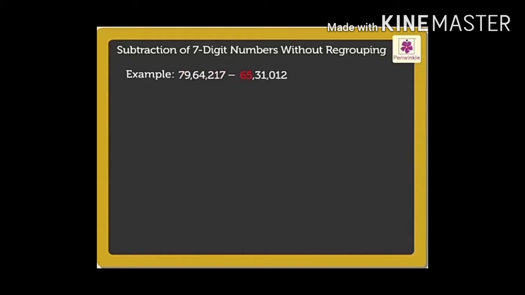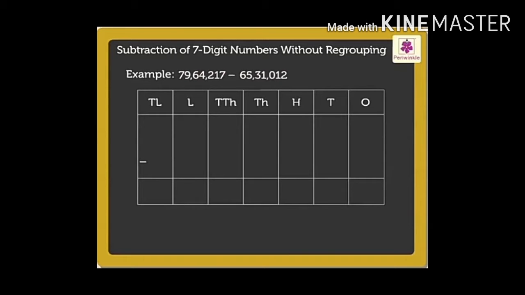79,64,217 minus 65,31,012. We have to write these numbers in the place value chart. Always we have to start from the ones, tens, hundreds, thousands, 10,000s, lakh, finally 10 lakh. First we have to start from the ones place, next tens, hundreds, thousands towards the left side.